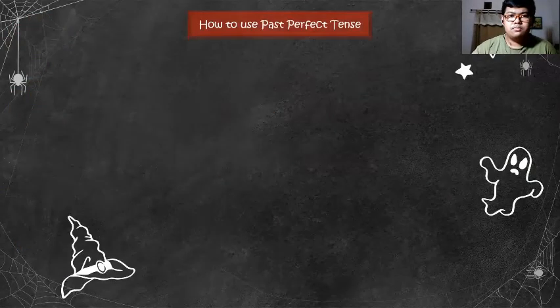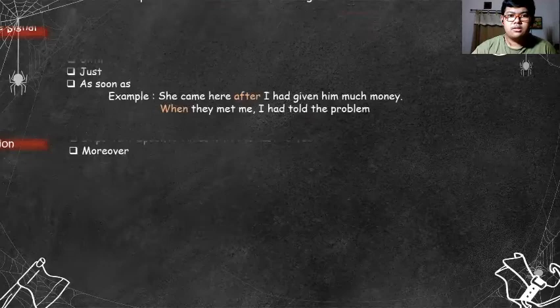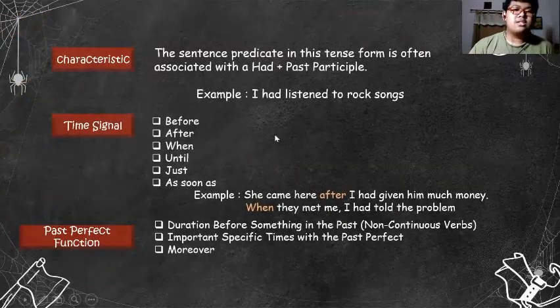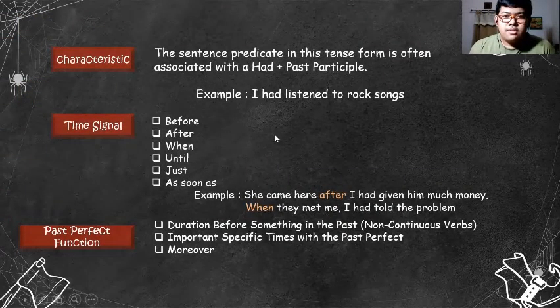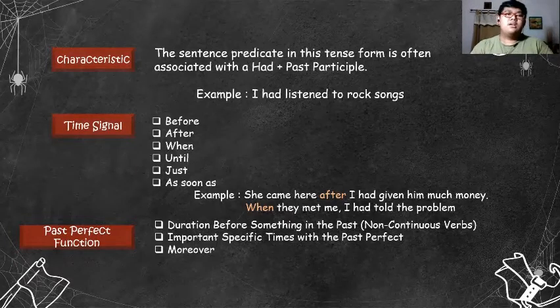How to use the perfect tense. Now the characteristics. The sentence predicate in this tense form is often associated with had plus participle, just like I had listened to the rock song before. The time signals are before, after, when, until, just, as soon as.